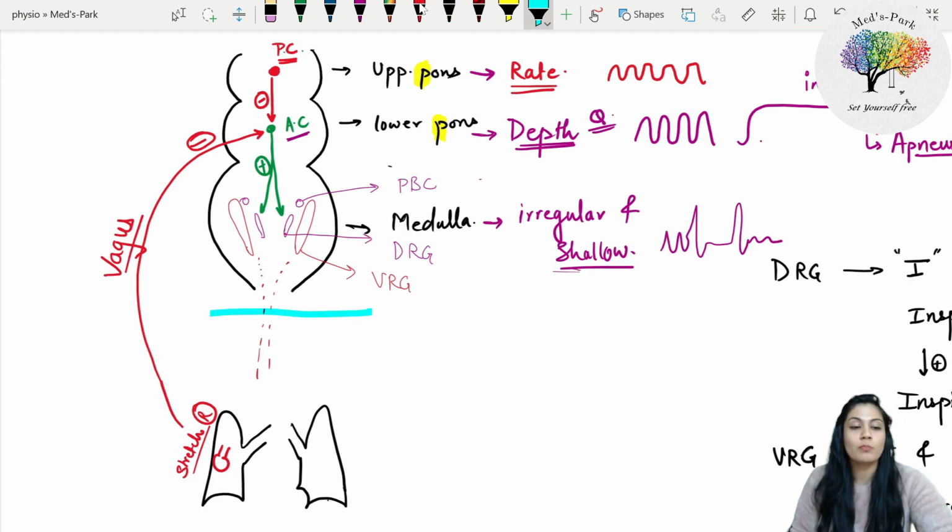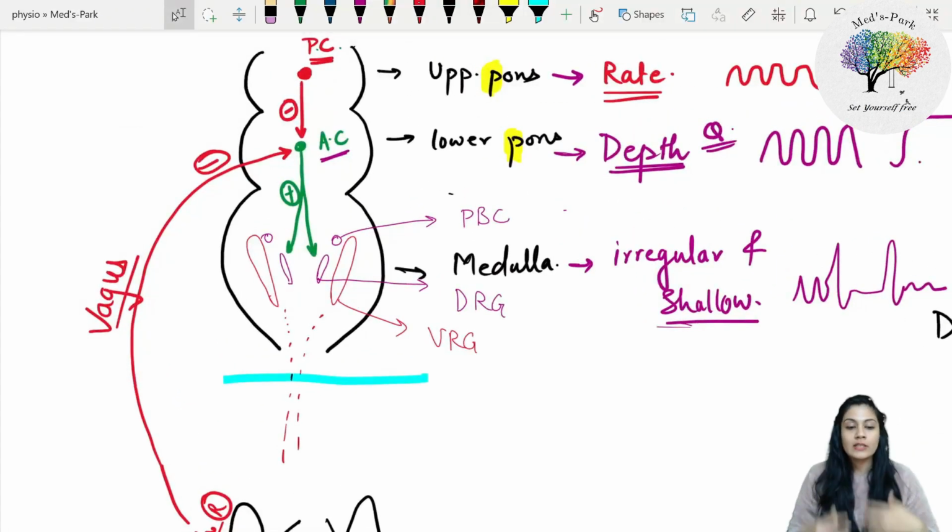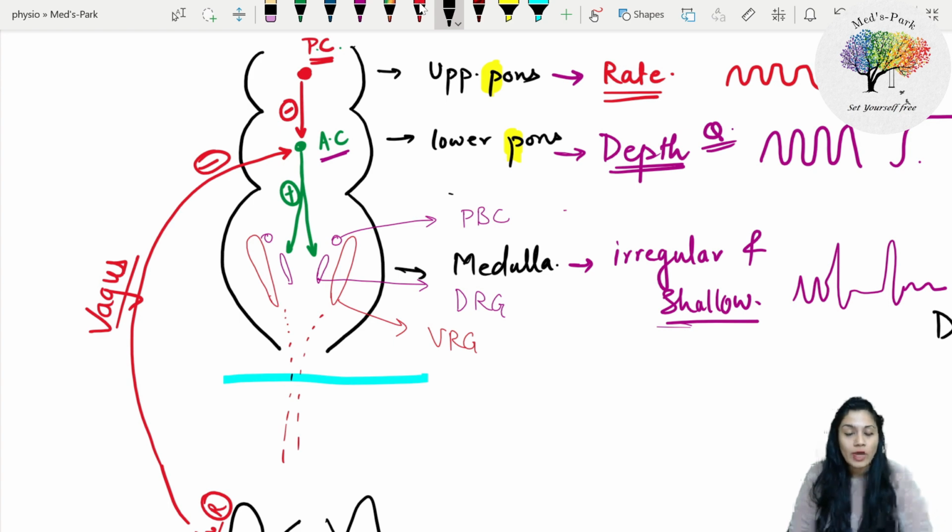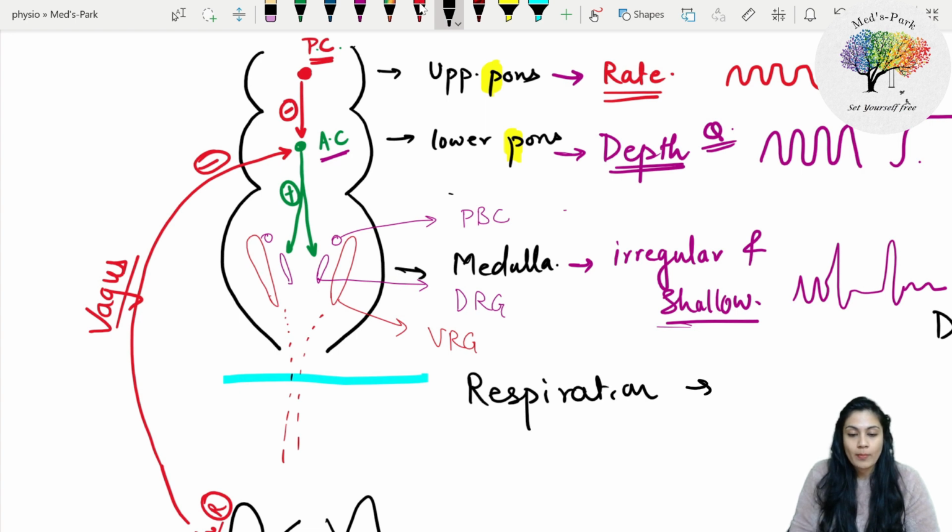If there is a lesion below the medulla, now the DRG or pre-Bötzinger complex will not be able to send the signals to the inspiratory muscles, and the patient won't be able to respire. If there is a lesion below the medulla, the respiration will stop and the patient will go into respiratory arrest.